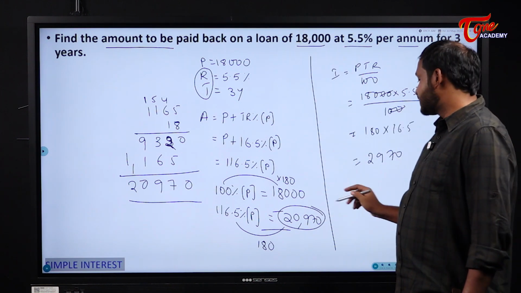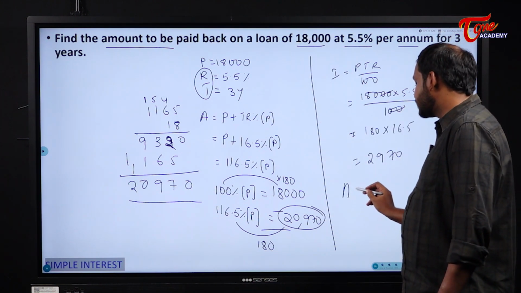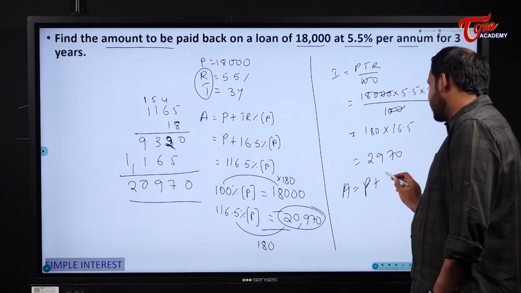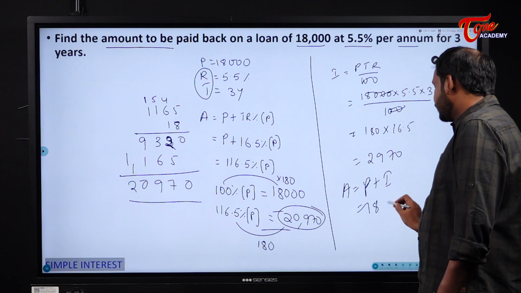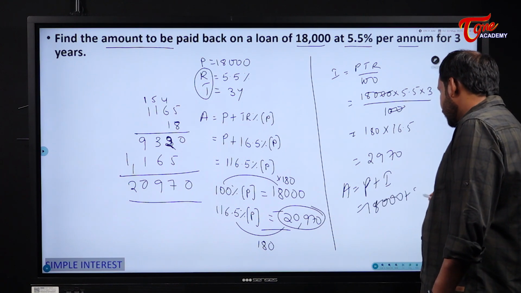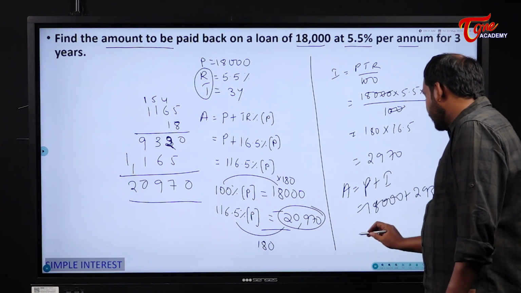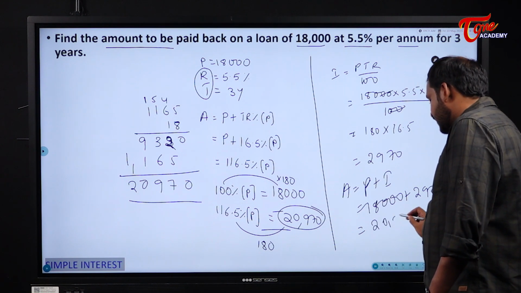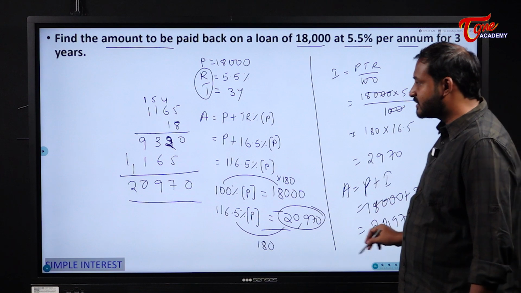So plus amount, right? They asked us. So once again, principal plus interest. What you will get? 18,000 plus 2,970. It becomes what? 20,970. This is the process you should know.